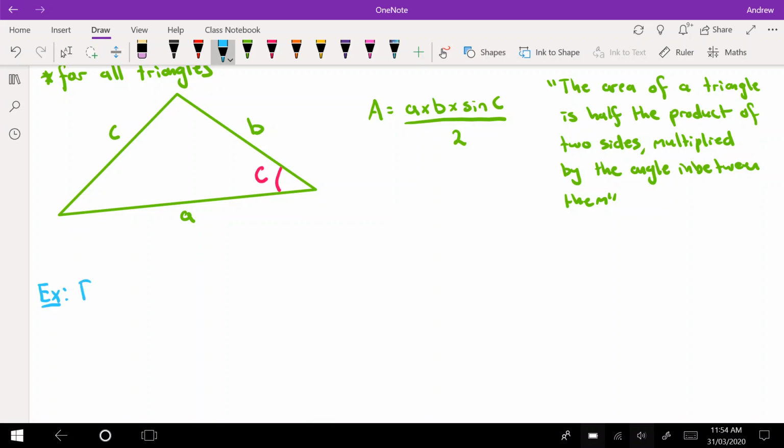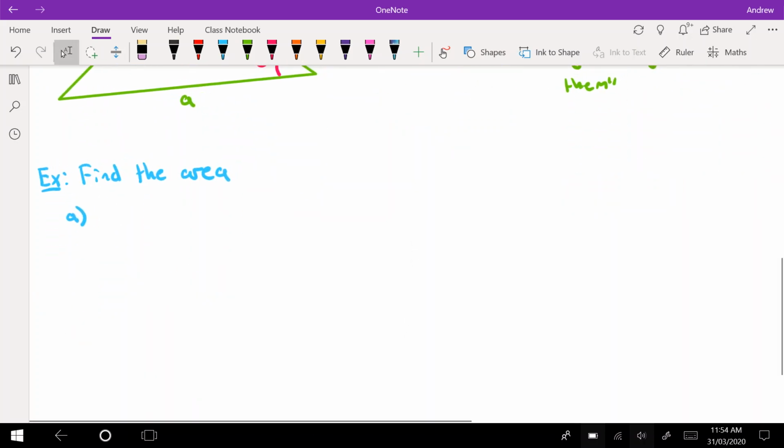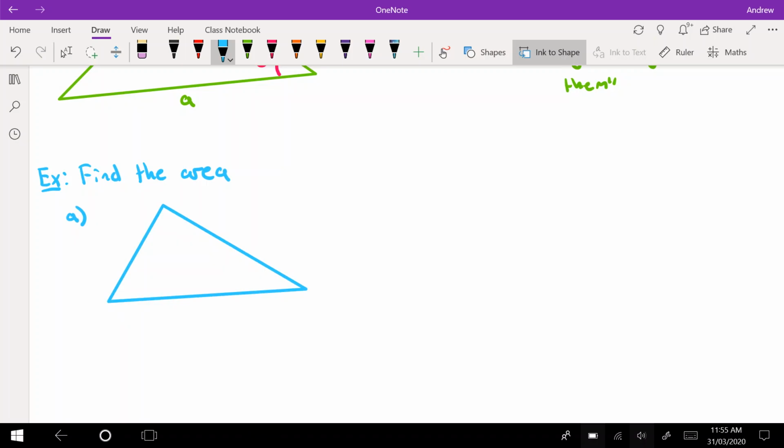So find the area, okay? So I want to find the area of the following triangles. Again, Inktoshape, my new favorite invention. So let's go something like that, like that, like that. Cool. So let's say this is 8.5 centimeters. Let's say this is 12.4 centimeters. And in here, that's 35 degrees.